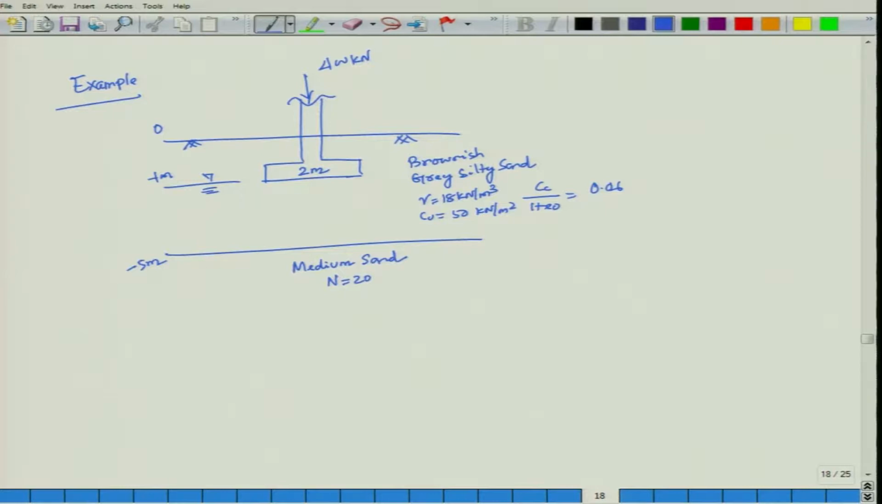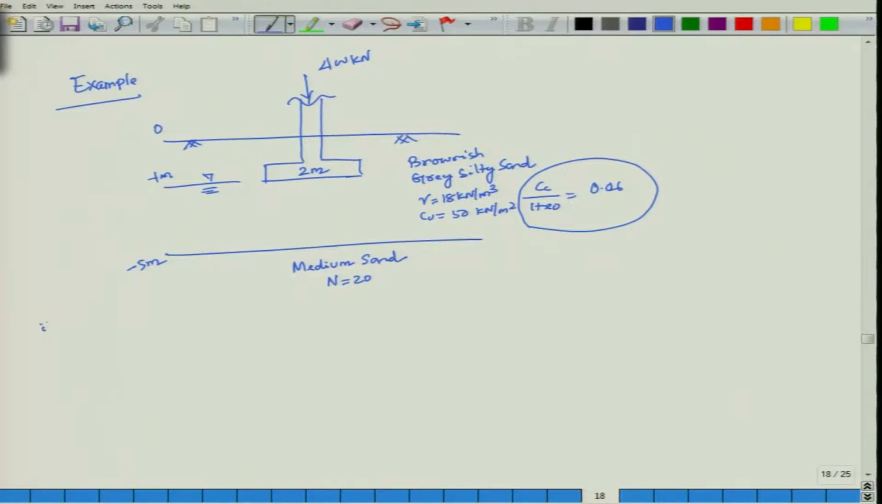There is a proposed site of 0 to 5 meter, water table is located at 1 meter below the ground surface, footing size is 2 meter. The expected load from the column is 400 kN, and it is a brownish grey silty sand. Gamma is given 18 kN/m³, undrained cohesion is given 50 kN/m². Cc by 1 plus e0 from your consolidation test comes out to be 0.06. Now, because this is a silty sand, calculate immediate settlement.